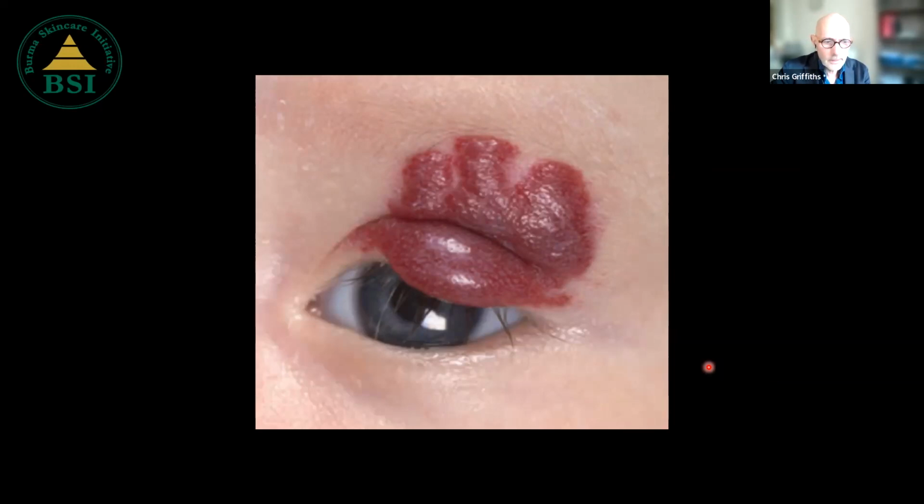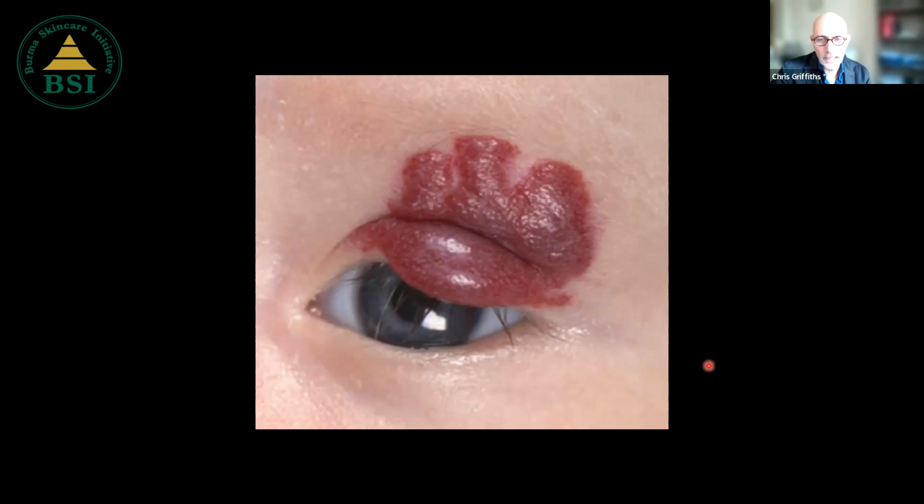These are common. They occur in about 4% of infants. They're much commoner in women, in girls for some reason. We don't know why that might be. And they're also commoner in children who are born with low birth weight as well, less than 2.5 kilograms. They will spontaneously involute, but of course, in this case, probably some form of intervention is required.